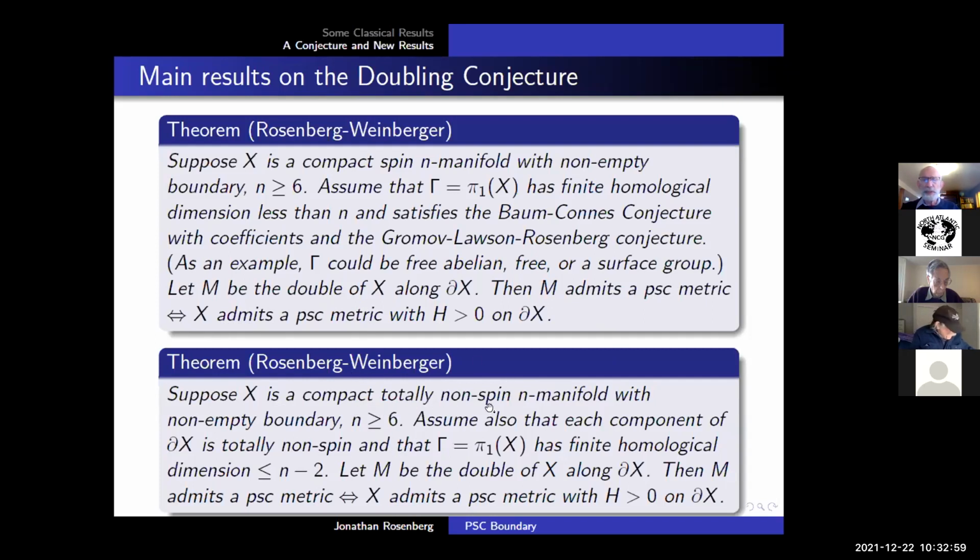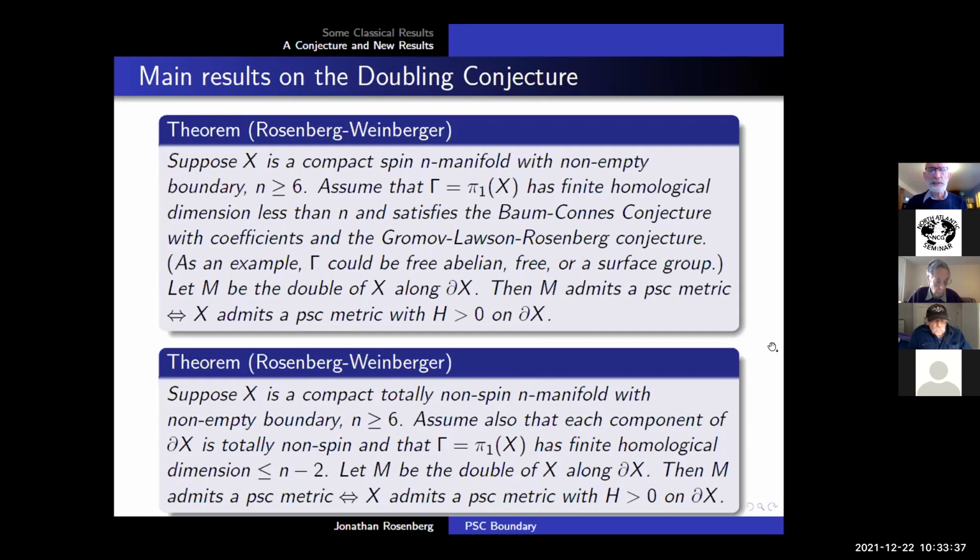In the totally non-spin case, if each component of the boundary is totally non-spin and the fundamental group has finite homological dimension, for technical reasons supposed to be less than or equal to n minus 2, don't worry about that so much, then M has a positive scalar curvature metric if and only if X has a positive scalar curvature metric with positive mean curvature on the boundary. Okay, so in other words, the doubling conjecture is true in both of these cases.